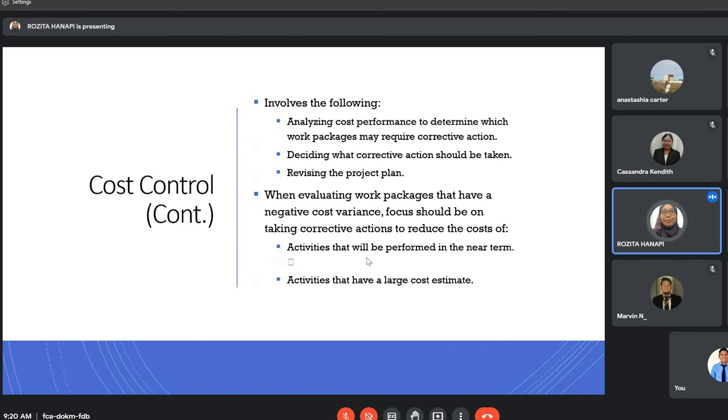To control the cost, it involves analyzing cost performance to determine which work packages may require corrective action, deciding what corrective action should be taken, and revising the project plan. When evaluating work packages that have a negative cost variance, focus should be on taking corrective action to reduce the cost of activities that will be performed in the near term, activities that have a large cost estimate.